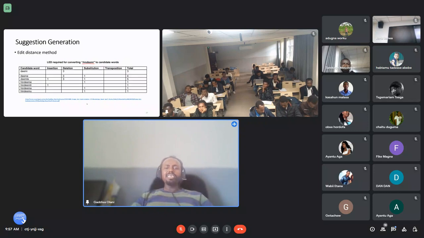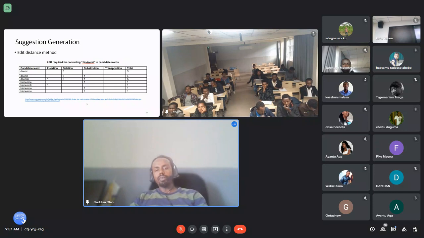So the edit distance is the number of insertions, deletions, or substitutions that you need to make in order to transform one word into another word, or the mistyped word into the correct one.